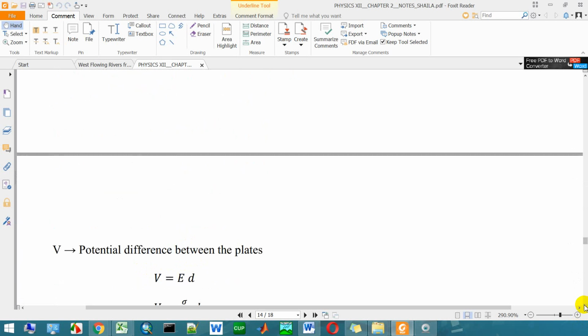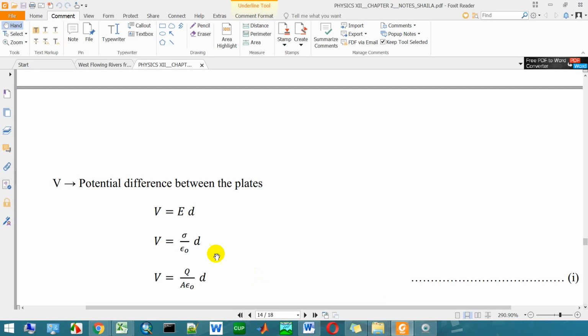Again, V is the potential difference between the plates. Potential difference between the plates is given as E into D, where E is sigma by epsilon naught. And again, sigma is Q by A, so V is Q by A epsilon naught into D. This I represent by equation 1.